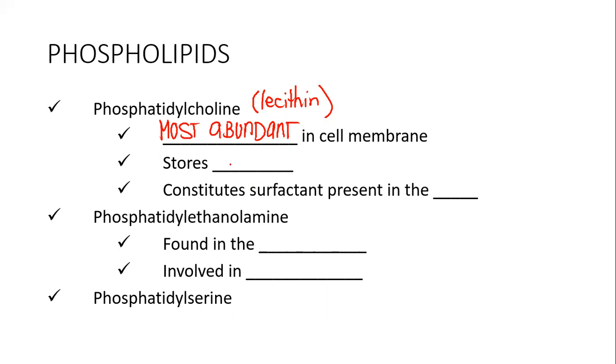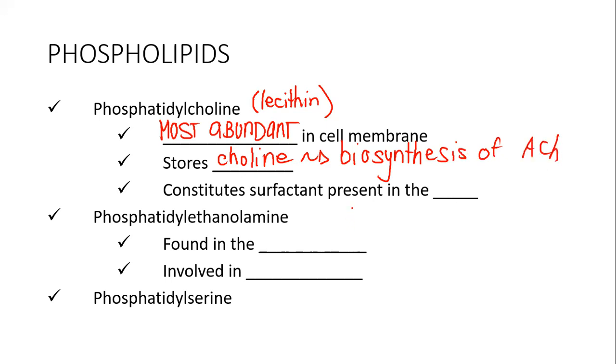So aside from being a component of the cell membrane, lecithin is also responsible for storing choline. Because from the name itself, okay, yung head group na naka-attach sa phosphatidic acid is choline. So class choline, this is a precursor for the biosynthesis of acetylcholine, which is a known neurotransmitter that mainly governs the parasympathetic or cholinergic nervous system.